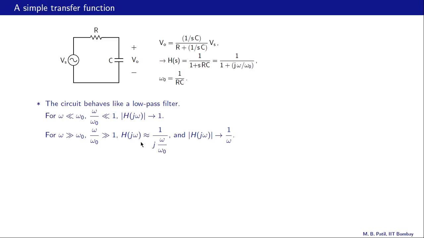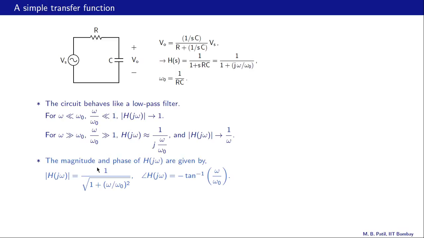Alright, next point. Let us now look at the magnitude and phase of H of j omega. What is H of j omega? It's here. It is of the form numerator divided by denominator, and the magnitude is the magnitude of the numerator, which is 1, divided by the magnitude of the denominator, and that is the square root of the square of the real part, that is 1, plus the square of the imaginary part, that is omega by omega 0.